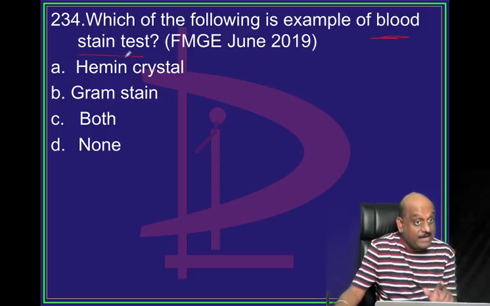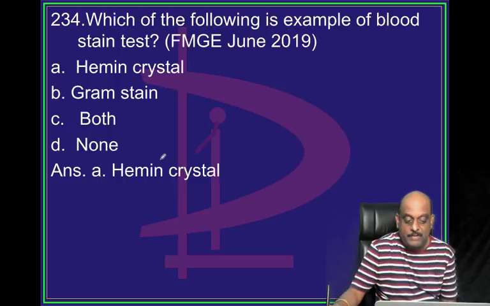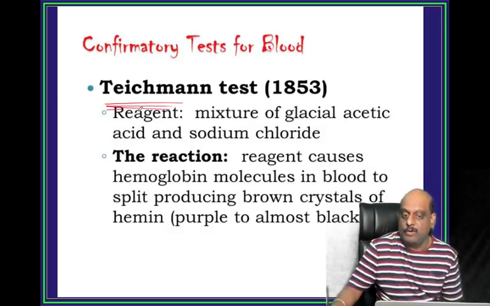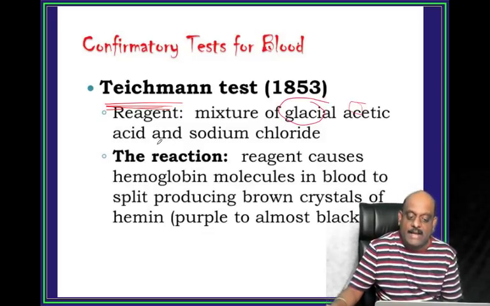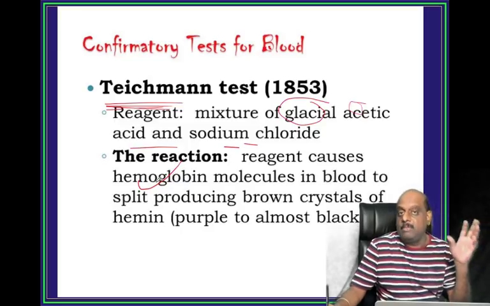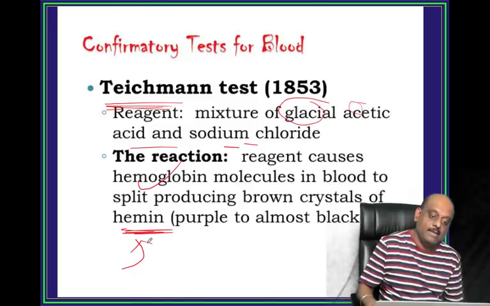Now, what is a blood stain test? Once more, blood stain test, semen test, all these forensic medicine stuff, be very sure. Hemin crystal, doctor, hemin crystal. Teichmann's test, where glacial acetic acid and sodium chloride mixture is the reagent. This reagent will cause hemoglobin molecules to split down and that forms the hemin, is called Teichmann.